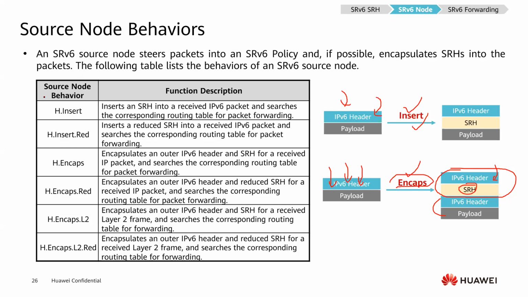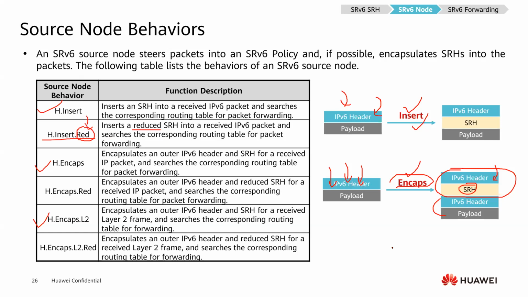Okay, for insert and encaps, I guess it will be very simple. And encaps.L2 means I will add the IPv6 header before the layer 2 header, like the MAC header or PPP header before that. This is for encaps layer 2. And we also have something special, H.Insert.Red. This Red stands for reduce. What does this reduce mean?